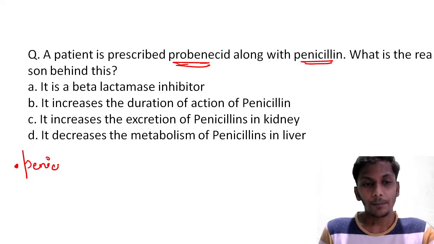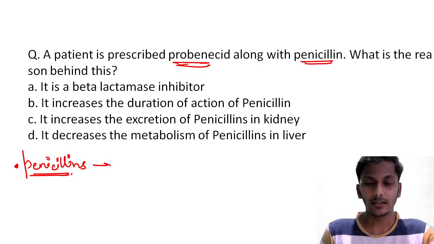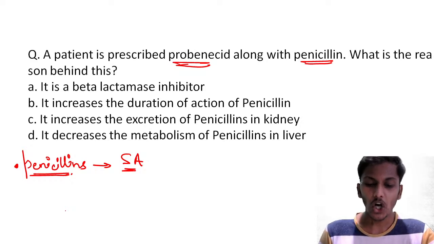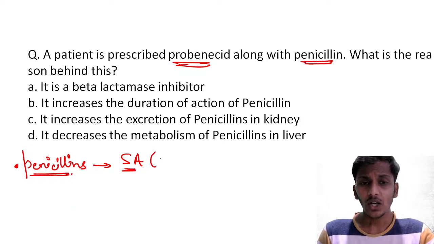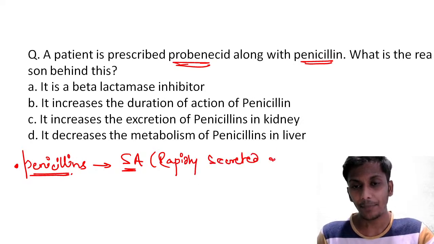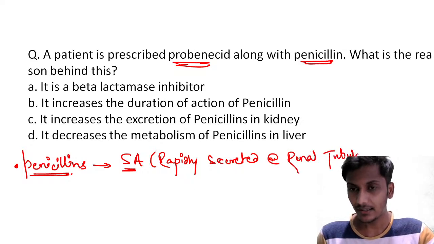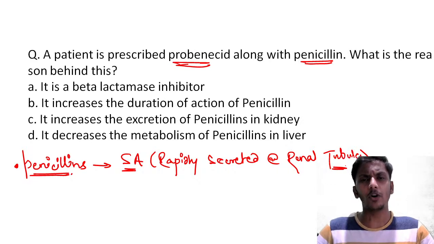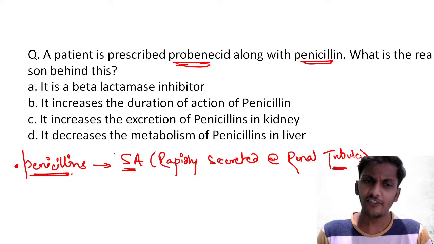Penicillins क्या होता है? Penicillins are beta lactam drugs. Okay, cell wall synthesis inhibitors होते हैं. Okay, these are very short acting drugs. Penicillins are usually short acting drugs because what is the mechanism of penicillin excretion? They are rapidly secreted at the renal tubules. As they are rapidly secreted at the renal tubules, what happens? They are immediately excreted out of the body as soon as you take them. Therefore, they are very short acting.